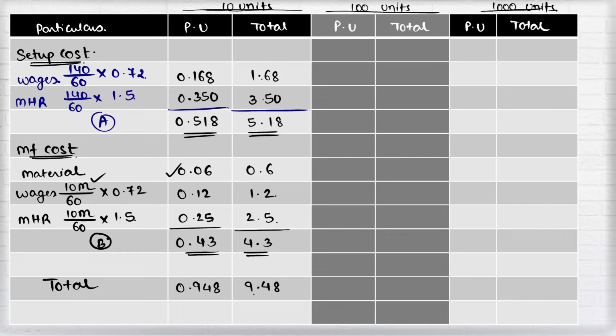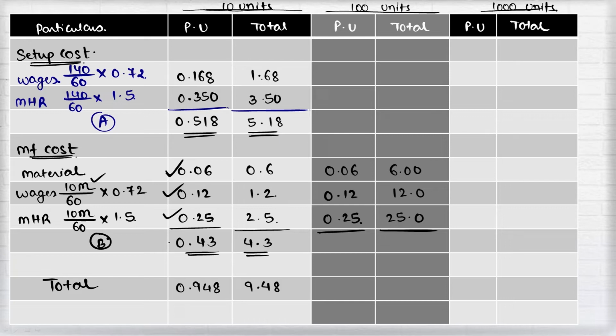If I am manufacturing 100 units, please try to understand. If I am manufacturing 100 units, this 0.06 remains the same. This is material cost to manufacture 1 unit. This is wage cost for manufacturing 1 unit. This is machine hour or overhead cost for manufacturing 1 unit. 0.12, 0.25. Total cost will be 0.43. Concentrate.